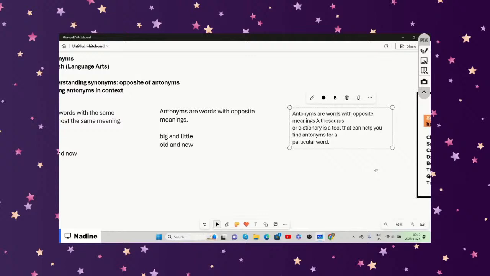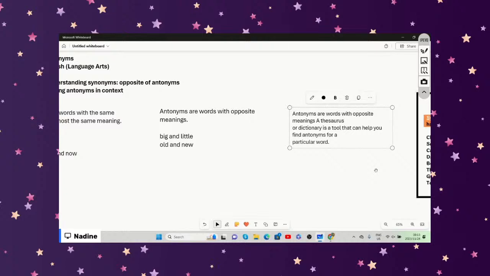And usually, I'm not even sure if we have thesauruses, right? Because nowadays everything is digital. But if you find or you have a thesaurus, you will usually find antonyms within a thesaurus, because antonyms are words with opposite meaning. So if you maybe have a thesaurus, they will have different words, right?